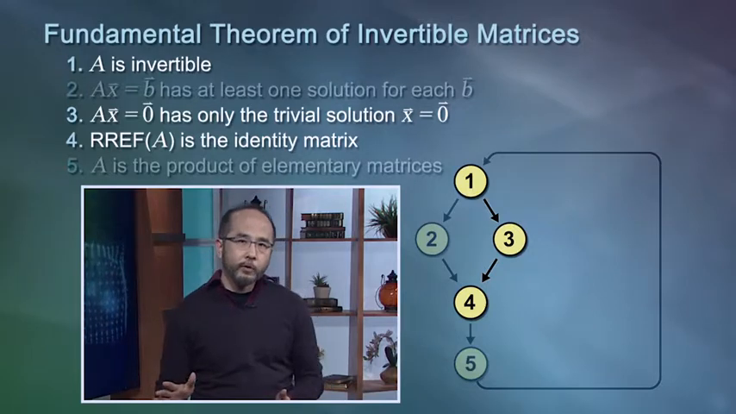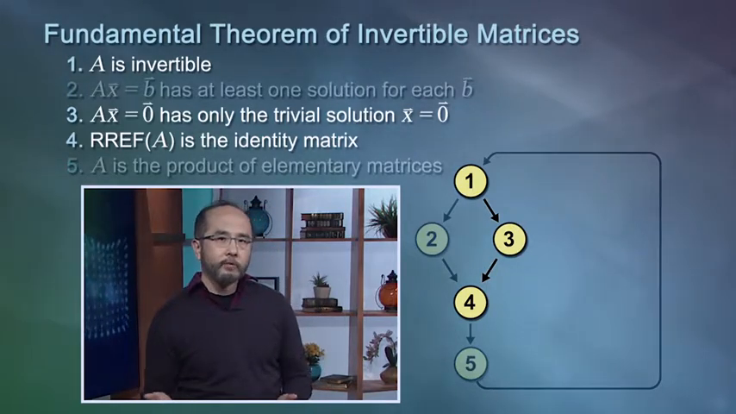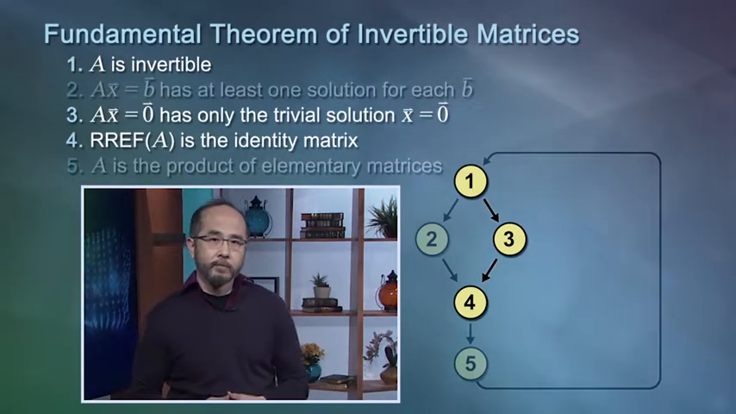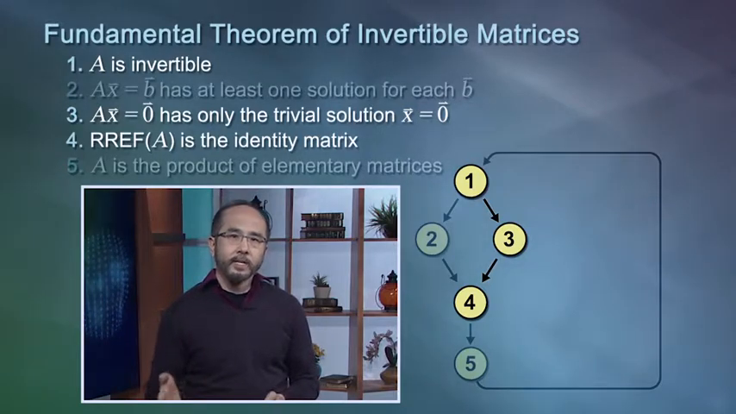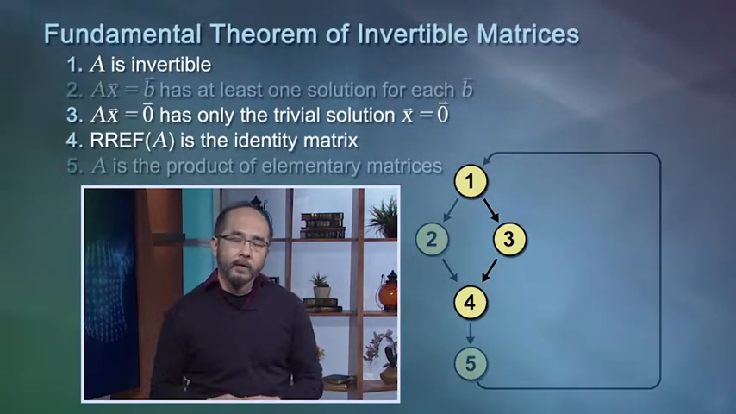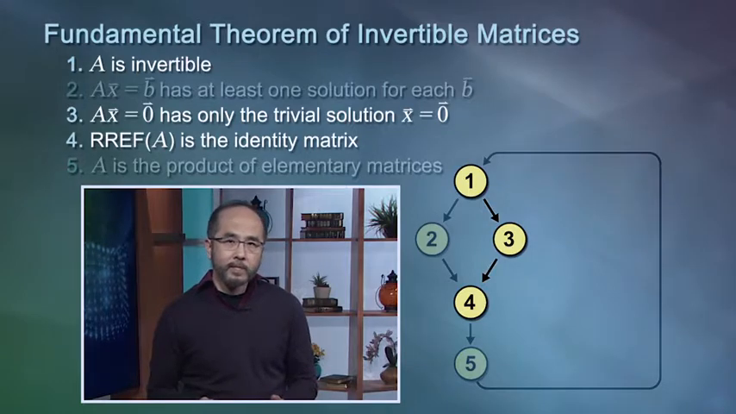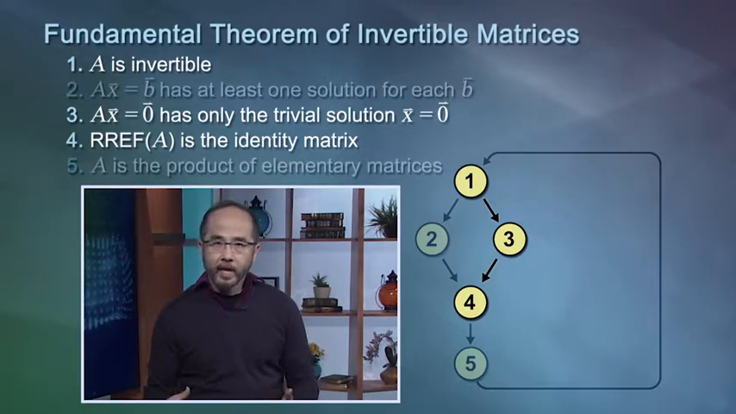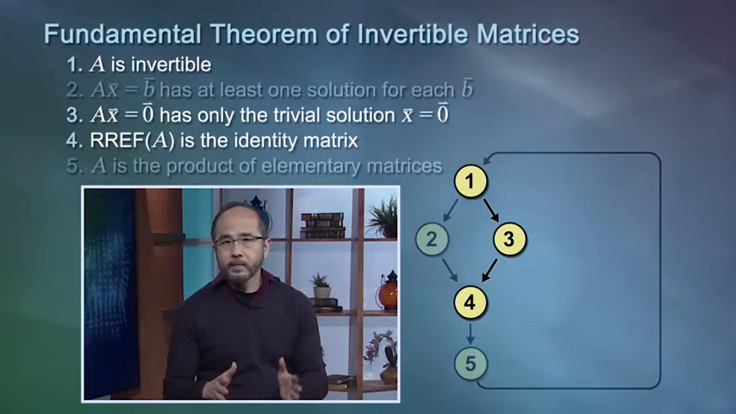By the way, it's good to note that statement 3 can be said another way if you recall what the null space of A is. It's the set of vectors that get sent to 0 by A. Then statement 3 can be rephrased as saying that the null space of A is trivial. It only has the 0 vector inside it.